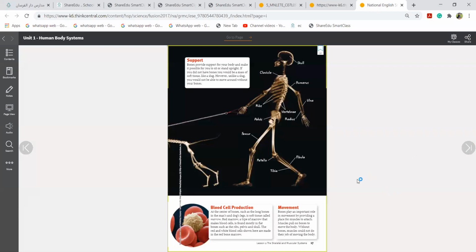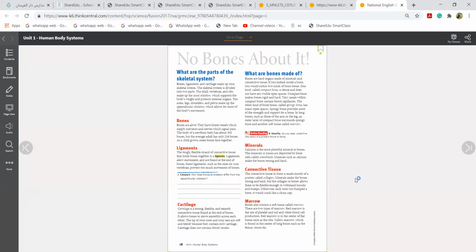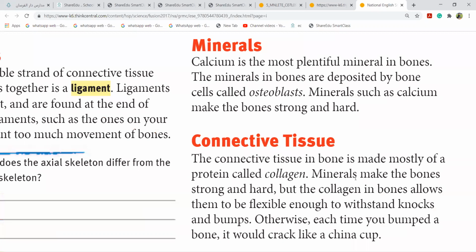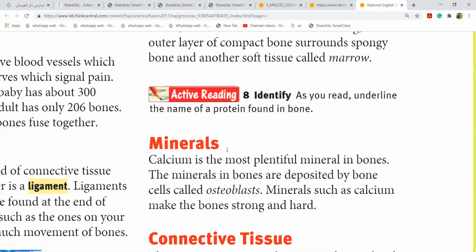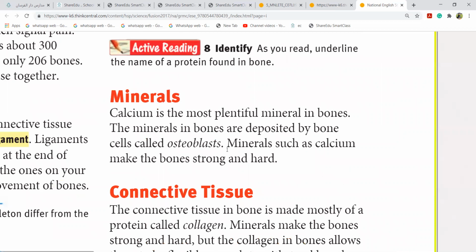You know that in the skeletal system, bones are alive. They have blood cells, vessels, and we have 206 bones. In the newborn baby, I told you, we have 300, and later the bones are fused together. Then we spoke about ligaments, what is joining the bone, and then minerals. That bone is full of calcium, girls. This is very important for you all to know.